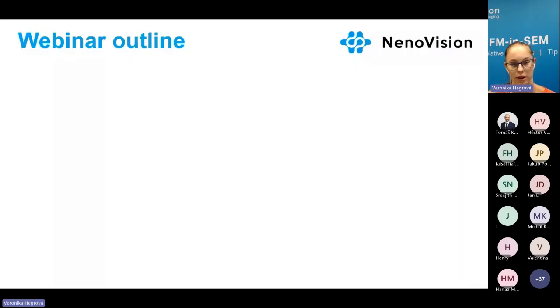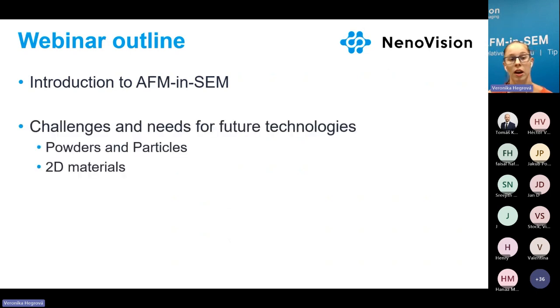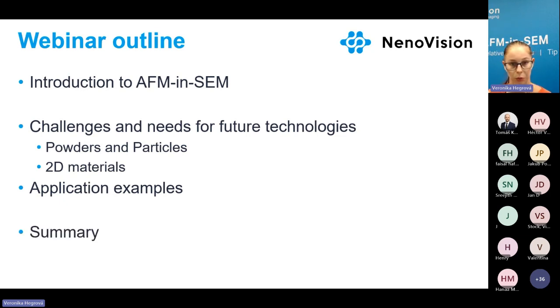And so what we're going to talk about. We'll start with a brief introduction of AFM-in-SEM technology. And then further, we have a look at the challenges and needs for future technologies and why we need to measure powders, particles, and low-dimensional materials in general. And so afterwards, we get into the application examples and use cases. And at the end, we summarize what we talked about.